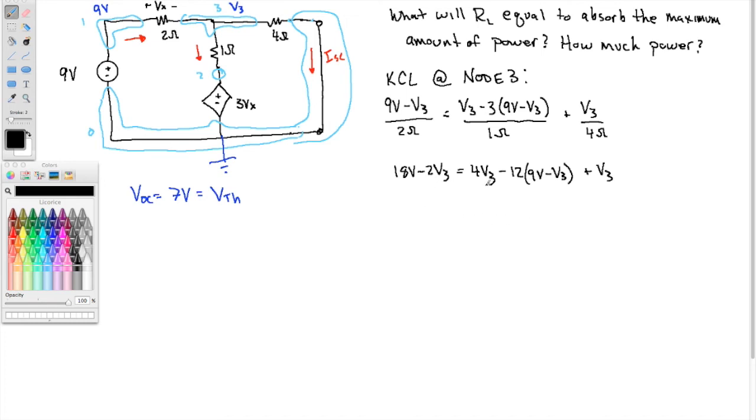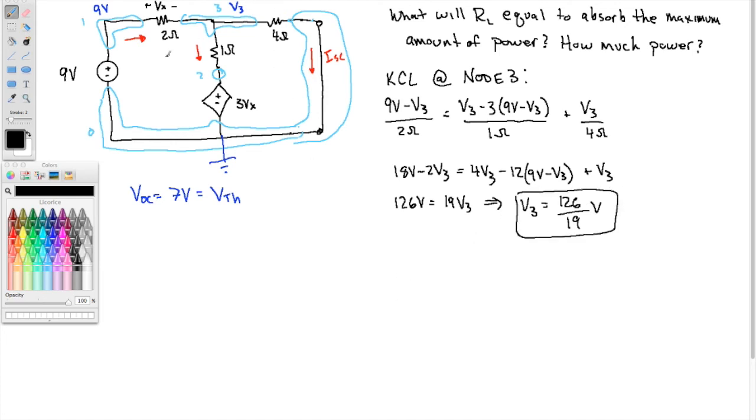Okay, and we'll get the V3s to the right and the constant terms to the left. So I've got a minus 12 times 9, which is 108. Add that to the other side. So that makes 126 volts equals, and over here on the right, I've got 4V3 and 12V3. So that's 19V3. That's ugly. I don't think 19 goes into 126, but we'll just leave it like this.